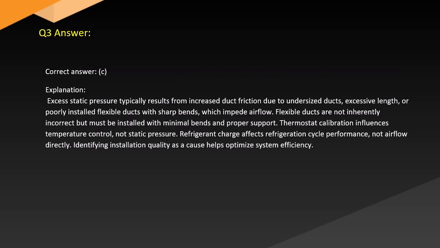Answer. Correct answer: C. Explanation. Excess static pressure typically results from increased duct friction due to undersized ducts, excessive length, or poorly installed flexible ducts with sharp bends which impede airflow. Flexible ducts are not inherently incorrect but must be installed with minimal bends and proper support.